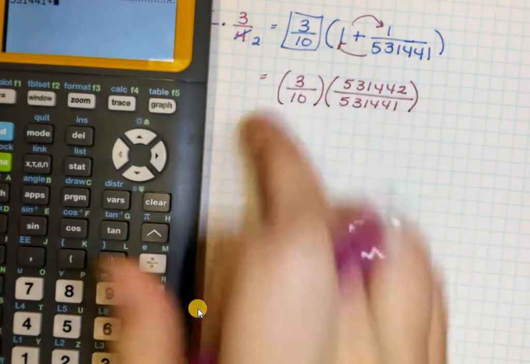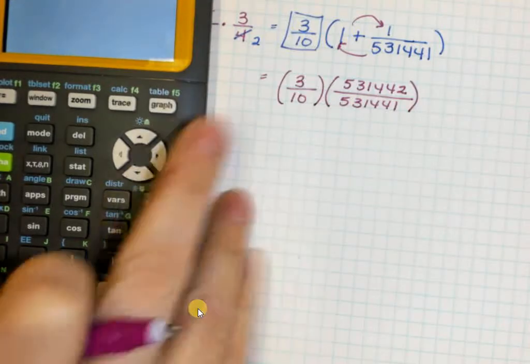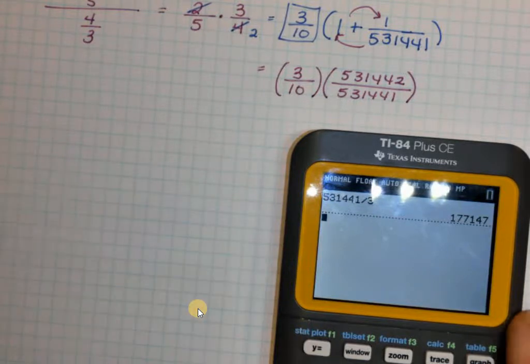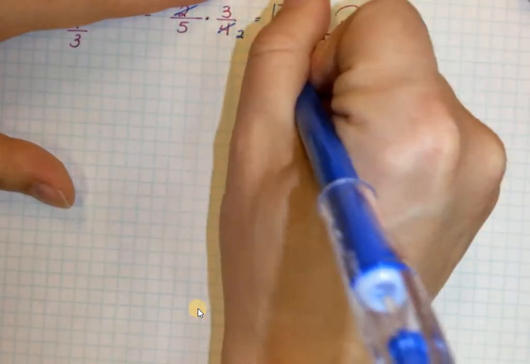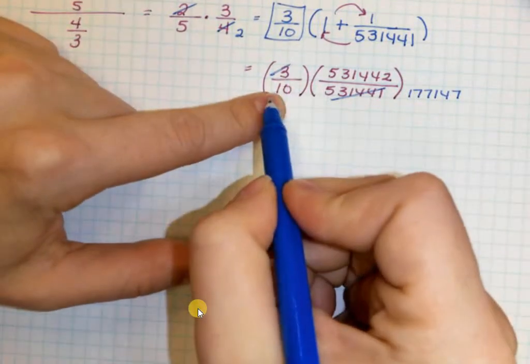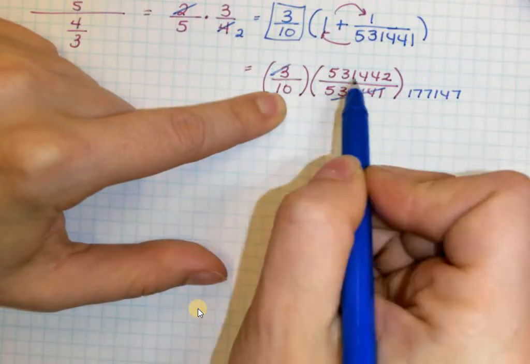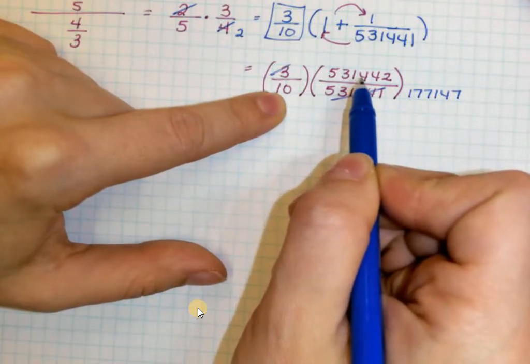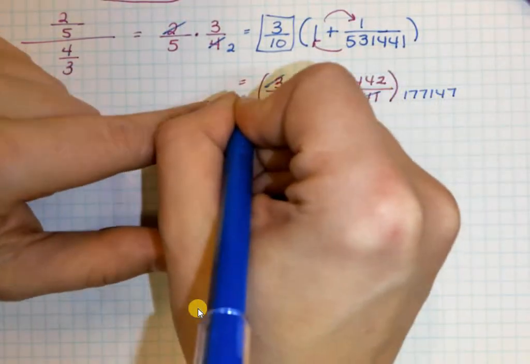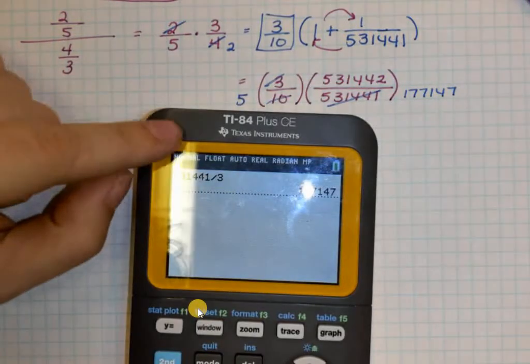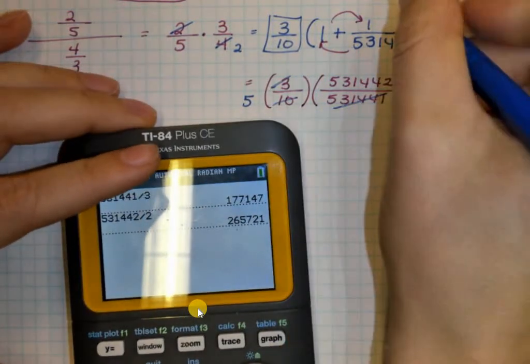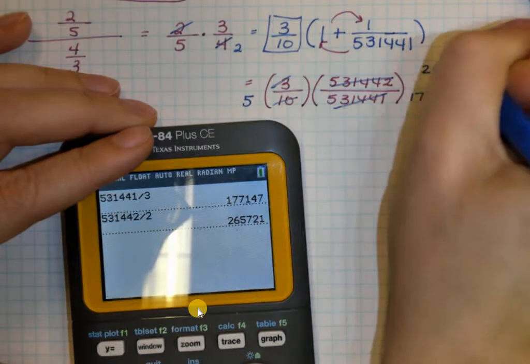I'm going to try to simplify this. 531,441. Let's see if that divides by 3. Yes, it does. So 3 goes into this and leaves me with 177,147. I know 10 doesn't go into that. You agree with me on that one? But what does? What goes into both those numbers? 2. So 2 goes into 10 5 times. And so this is going to be 265721.